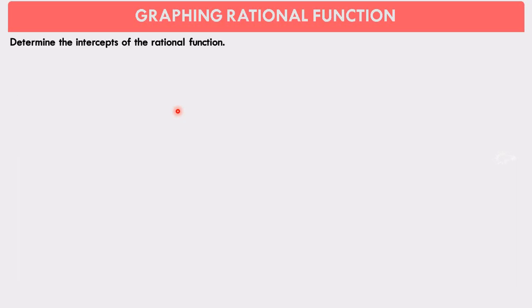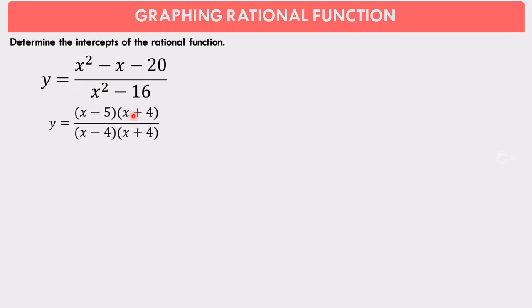So next one, we will graph a rational function step by step. First is to determine the intercepts of the rational function. For example, we have here y equals x squared minus x minus 20 over x squared minus 16. So we will simplify: x minus 5 times x plus 4 over x minus 4 times x plus 4. So we will cancel x plus 4. Therefore, we have the new rational function y equals x minus 5 over x minus 4.